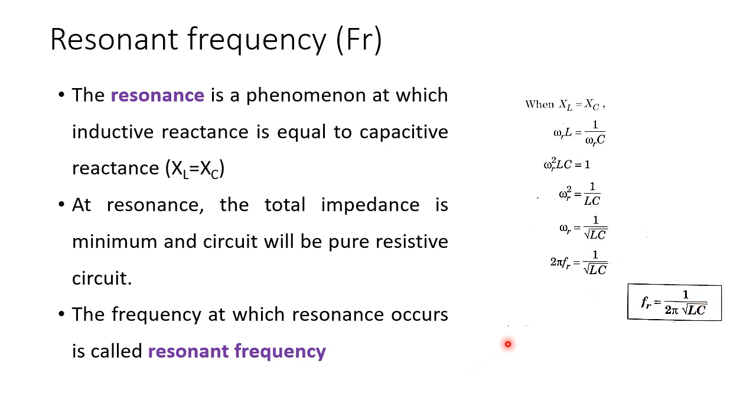And the derivation of the resonant frequency is here, which starts at the condition of resonance XL equal to XC, and we know that XL equal to omega into L, XC is equal to 1 by omega C, and by simplifying these equations we will get FR. FR is the resonant frequency. FR is equal to 1 by 2 pi root LC.